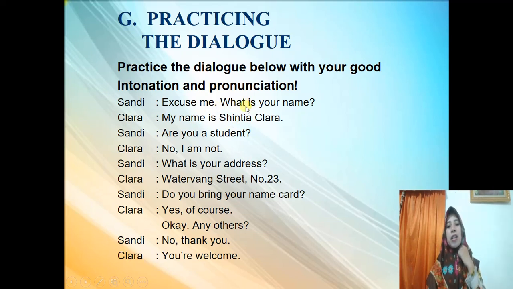The first personal question is spoken with a falling intonation because it is a WH question. The second personal question, "Are you a student?", is spoken with a rising intonation because it is a yes-no question. "What is your address?" is spoken with a falling intonation because it is a WH question. "Do you bring your name card?" is spoken with a rising intonation because it is a yes-no question.